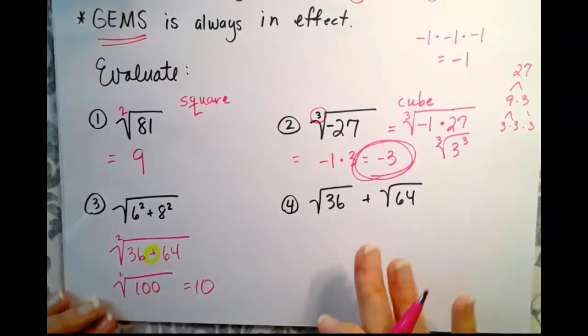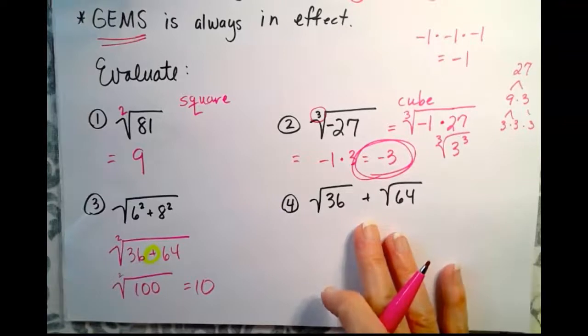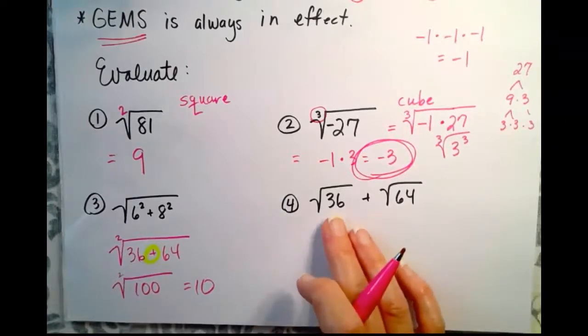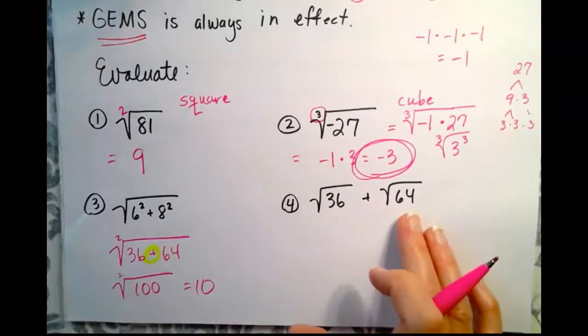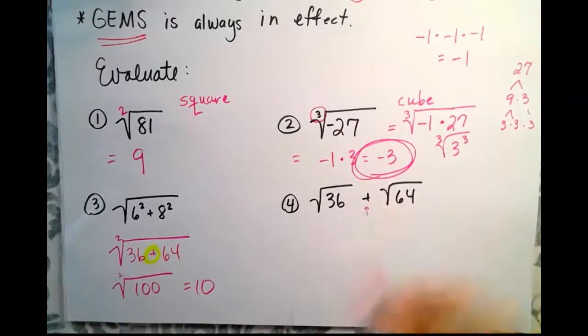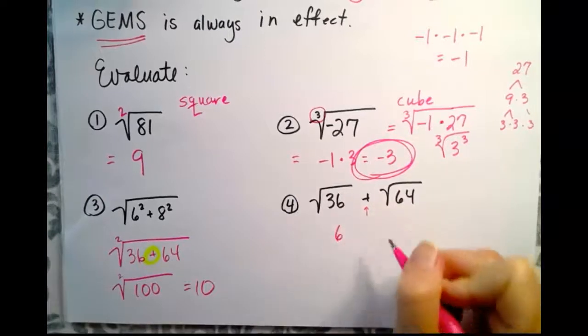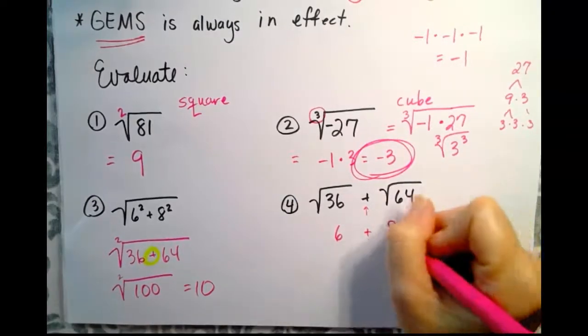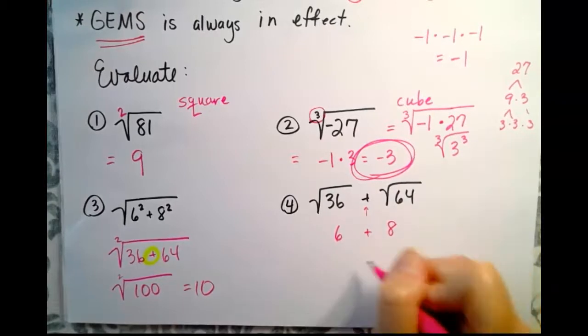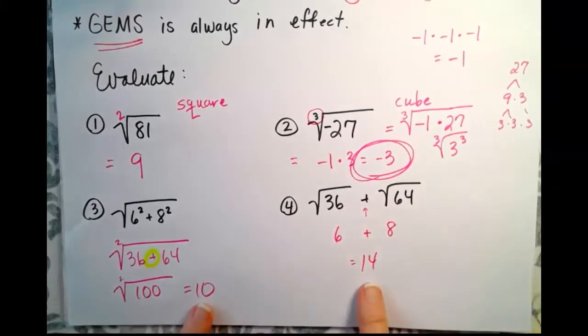That's 10. Now let's compare that to number 4, which is the square root of 36 plus the square root of 64. This time, the plus is not underneath the grouping symbol. So we need to evaluate the radicals first because they're a grouping symbol and then add. So the square root of 36 is 6. The square root of 64 is 8. Now we're going to add and we will get 14. Note the difference in the final simplifications of 3 and 4.